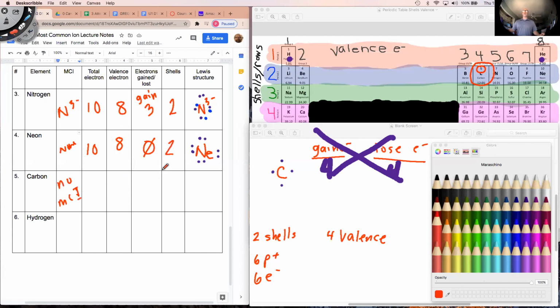How many total electrons does carbon have? Carbon's total number of electrons equals 6. How many valence electrons? Carbon has 4, because it doesn't have an MCI. How many electrons are gained or lost? None. Not going to gain or lose any. How many shells? We have 2 shells. And what would the Lewis structure look like? It would look just like this one over here. 1, 2, 3, 4. Okay? So let me make this a little bigger so you can see. 1, 2, 3, 4. All right, so let's move on.